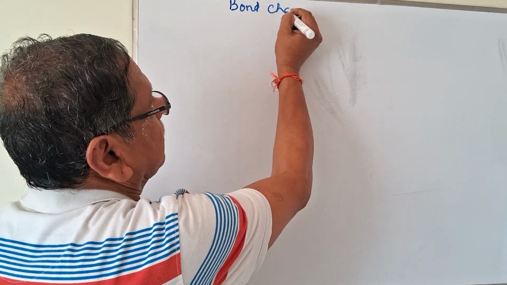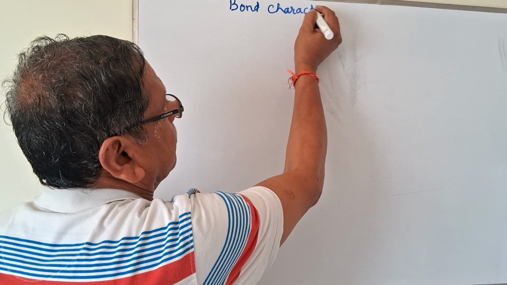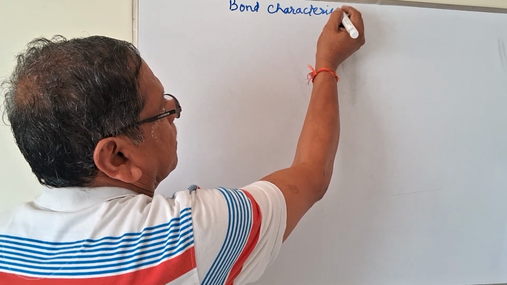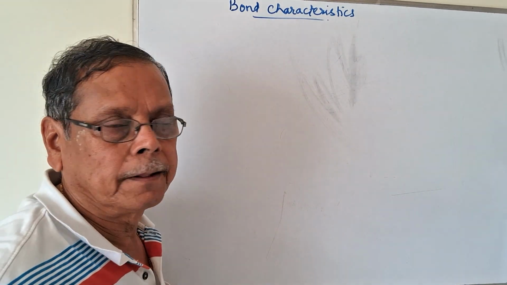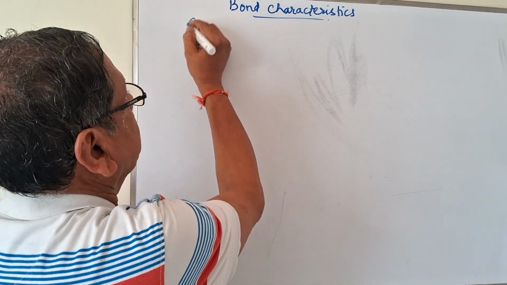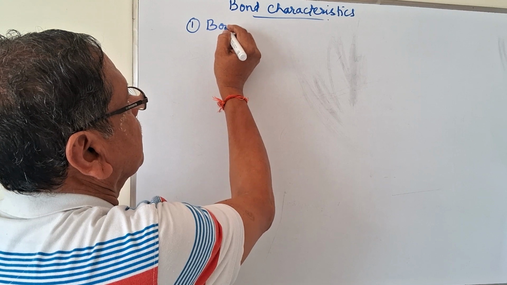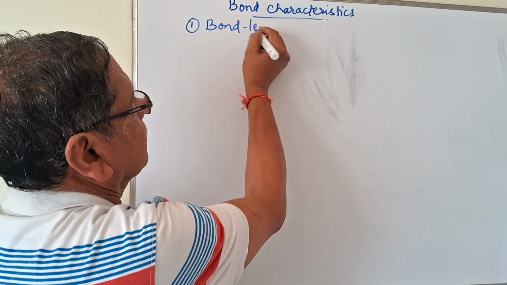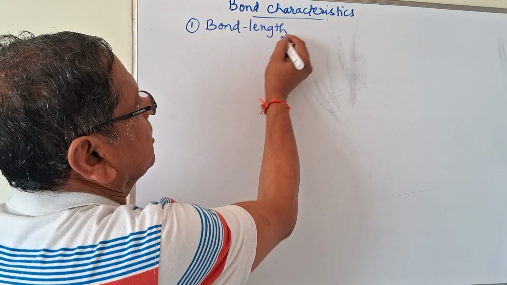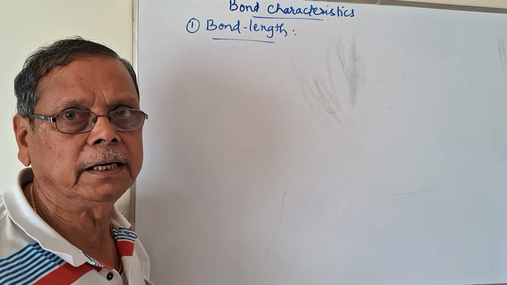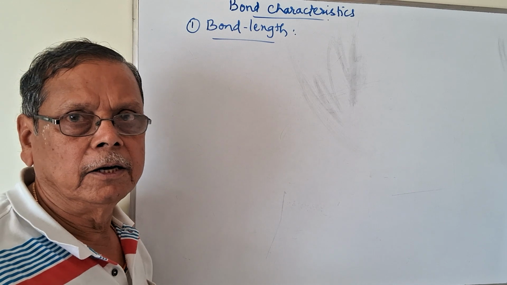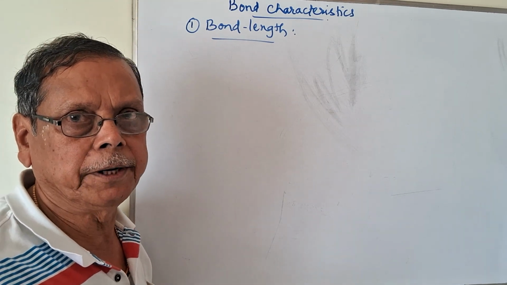Bond characteristics of covalent bonds. The first one is the bond length. Bond length is the average distance between the two nuclei bonded by a covalent bond.